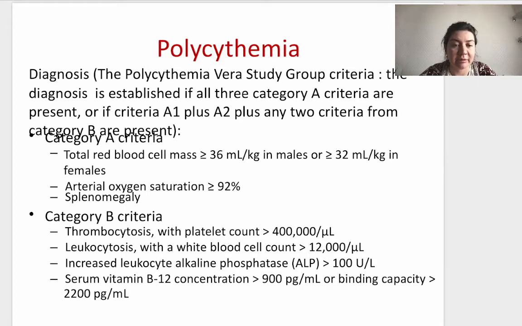Category B criteria: thrombocytosis with platelet count more than 400, leukocytosis with a white blood cell count more than 12, increased leukocyte alkaline phosphatase more than 100 units per liter, and serum vitamin B12 concentration more than 900 picograms per milliliter, or binding capacity more than 2200 picograms per milliliter.